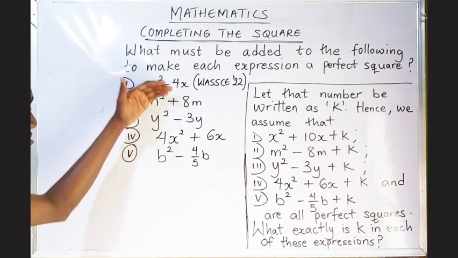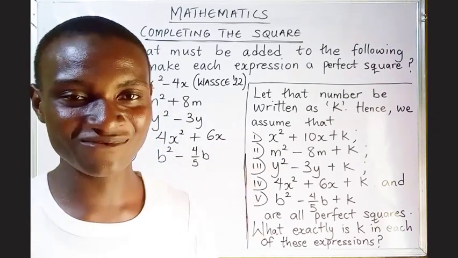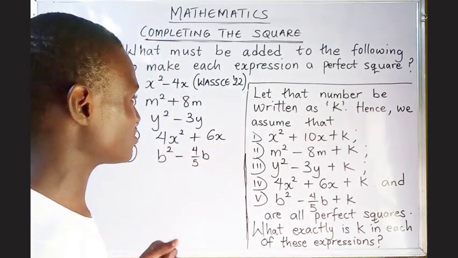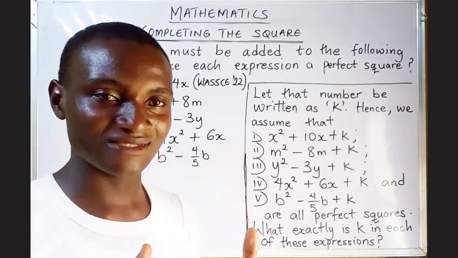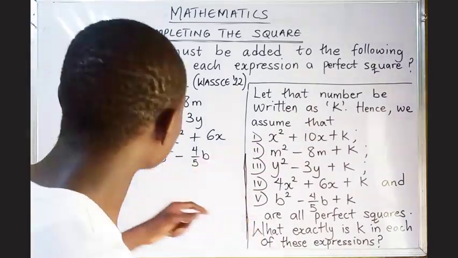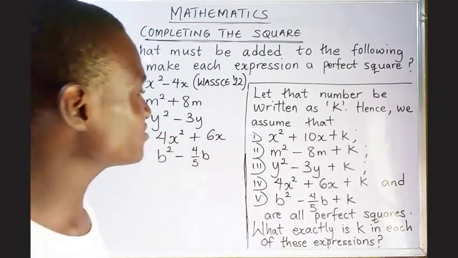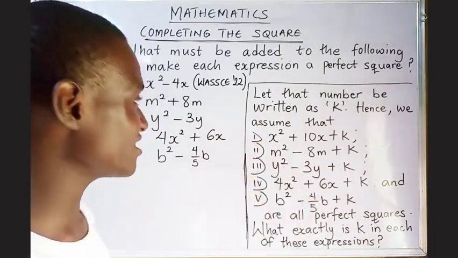How do we complete the square for all this? You are going to see at the end of the day that it is a very simple thing we just have to do. Now look at what we have to do if we want to solve this question. We are going to let the number we are looking for, the number we want to add to these expressions to make it a perfect square, be written as letter k.